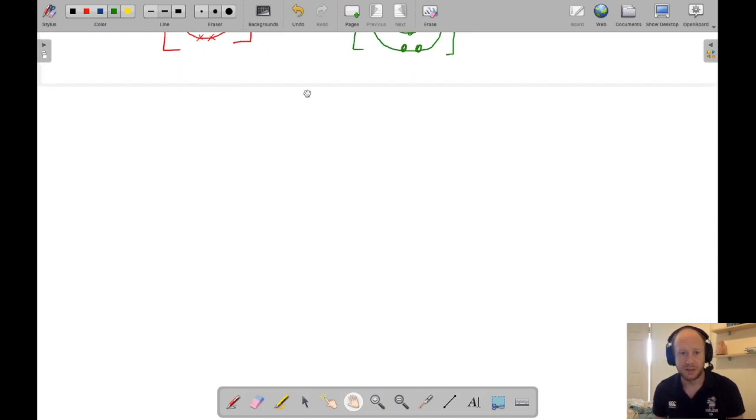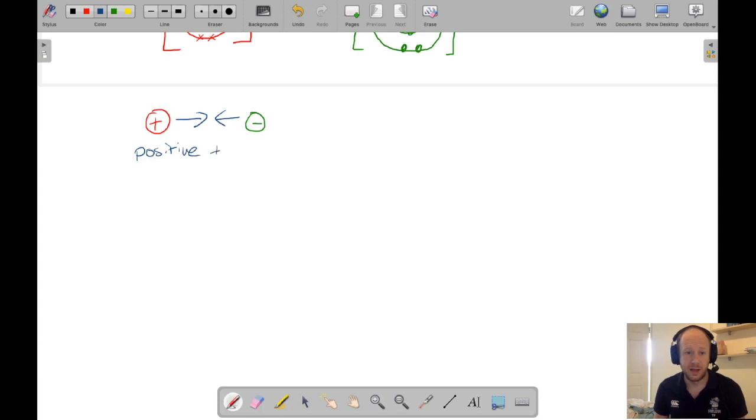So now we've got positive and negatively charged particles. Now you should probably know that if I've got a positive particle and a negative particle, then what happens to those things is that they attract each other. So positive and negative particles will attract.